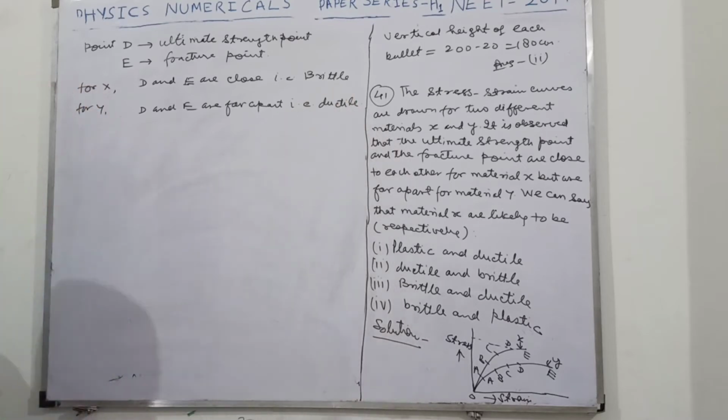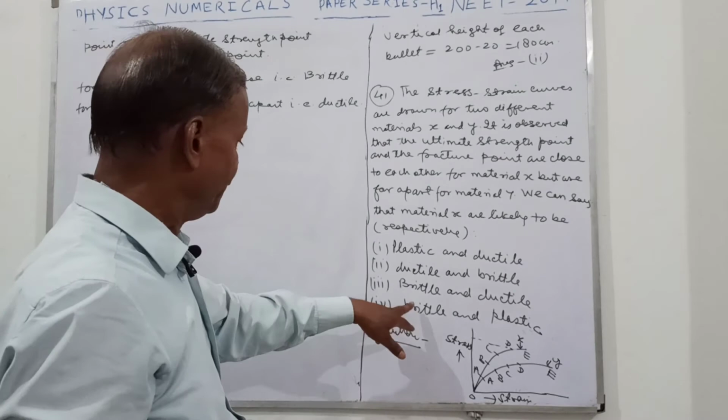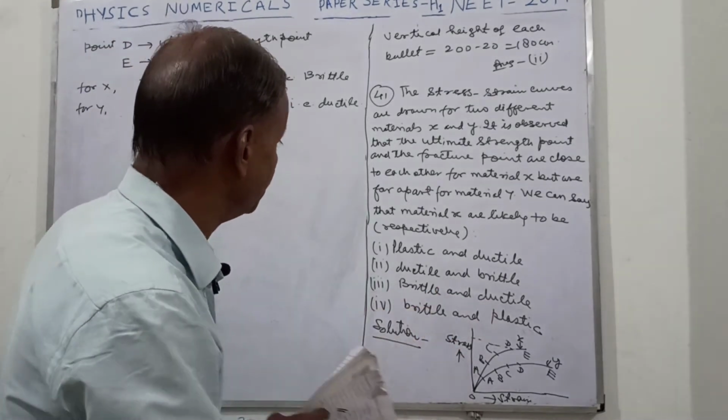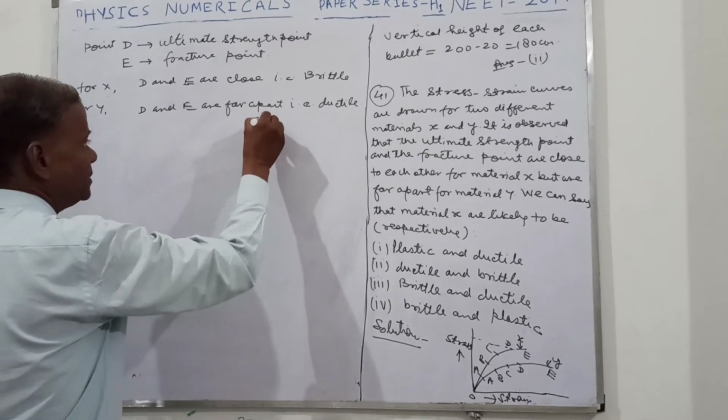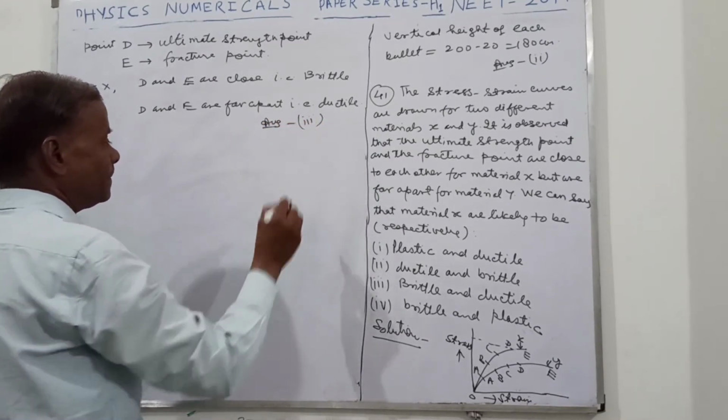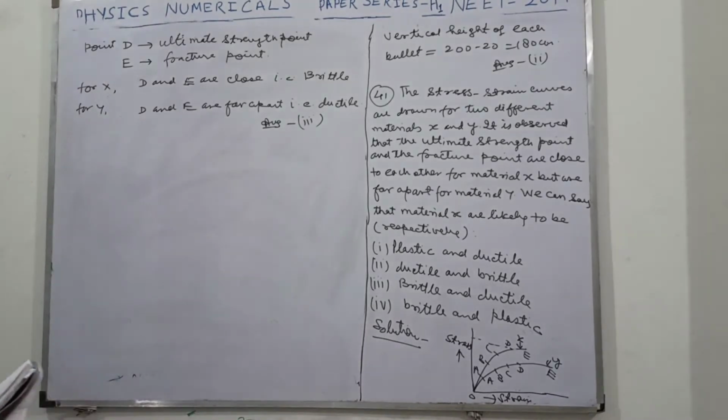So we have brittle, and this is not ductile, so our option is third. So our answer is third. The material X is brittle and material Y is ductile. And now question number 42.